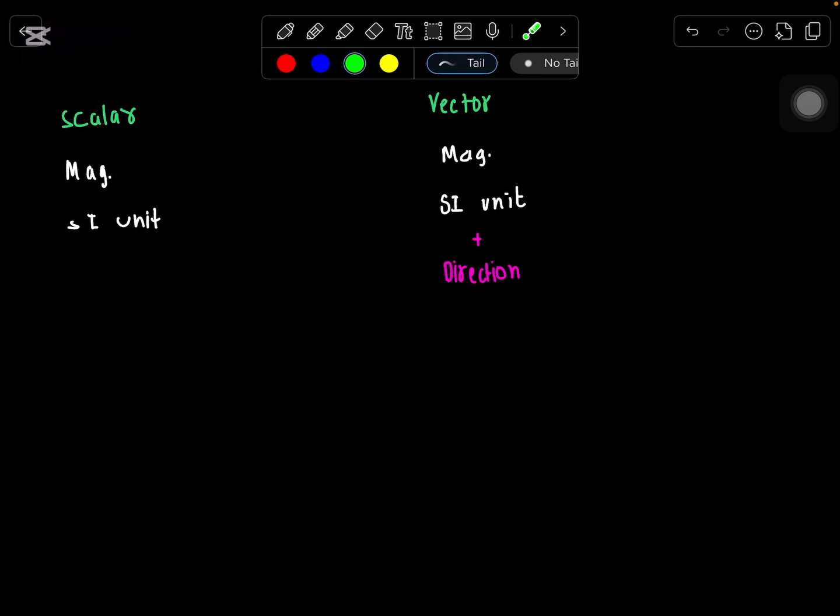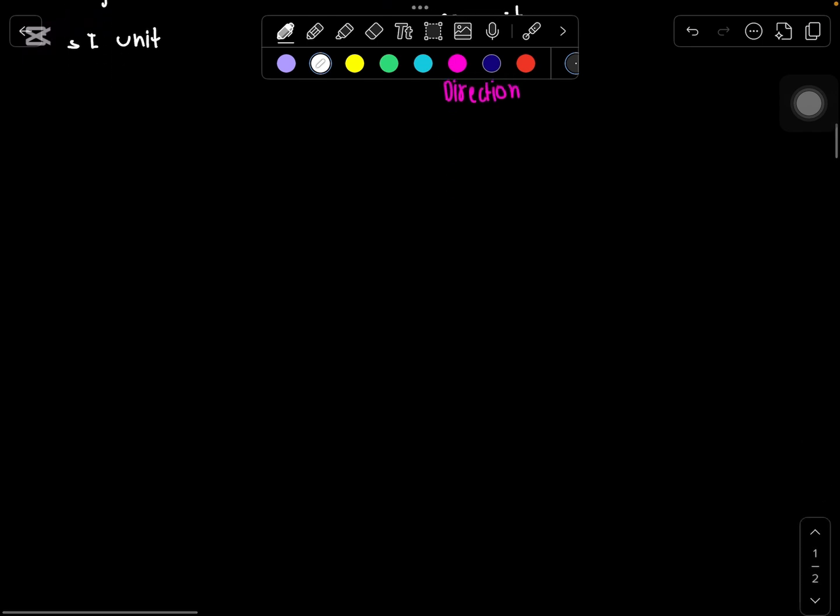Now I'm going to write down a few physical quantities, scalars on the left side and vectors on the right side, to make it easier to comprehend. The first two that I'm going to talk about are distance and displacement. Let's say that this is your house and here's your school.